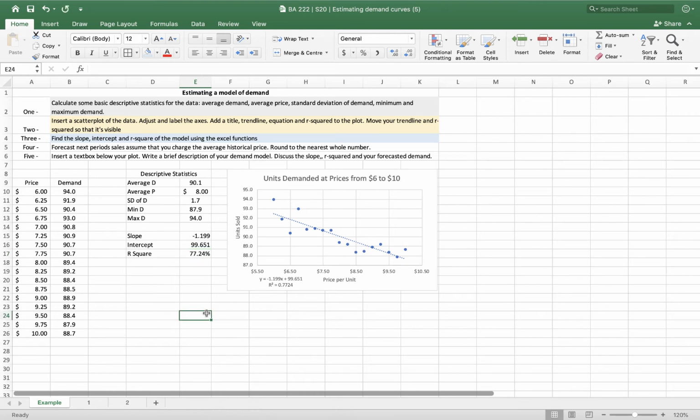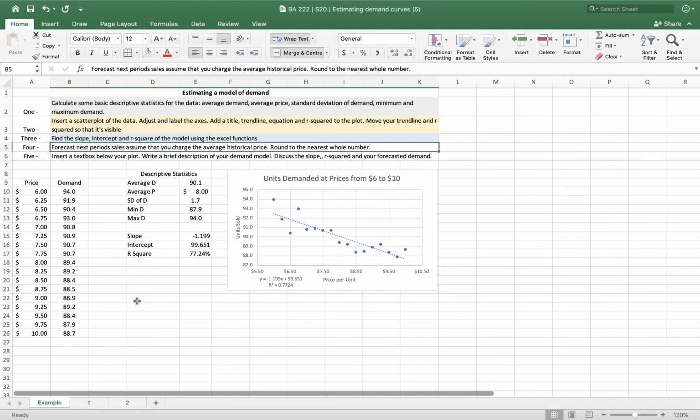And the way you can interpret it is to think that the R squared tells us how strong, in some ways, the relationship is between the x and y variables. So in this case, how strong is the relationship between price and units sold? More specifically, it's what percentage of the variation in demand can be explained by variation in price. And so we can see that demand varies a lot, right? It varies from 87 to 94. And the R squared tells us, well, what percentage of that change is explained by changes in price? So 77% of the variation in demand can be explained by changes in price. And so that's a pretty strong relationship.